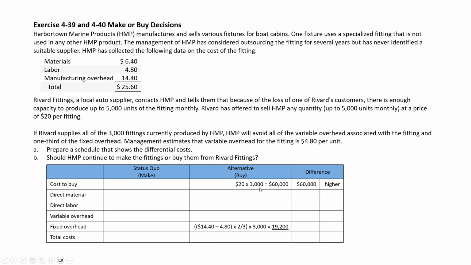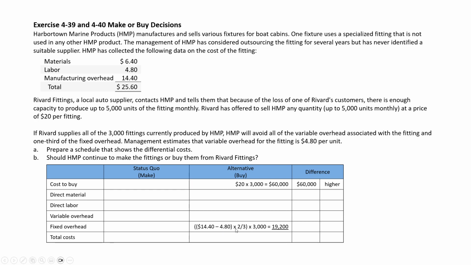But they've also said that even though fixed costs usually don't change, 1/3 of the fixed overhead will actually go away if we buy these from the outside supplier versus making them. Now, fixed costs don't usually change, but this might be something like equipment rental that doesn't need to happen if we're no longer making this, or a supervisor that we no longer need to pay their salary. So I'm going to take the $14.40 minus $4.80. That's going to give me the fixed cost per unit.